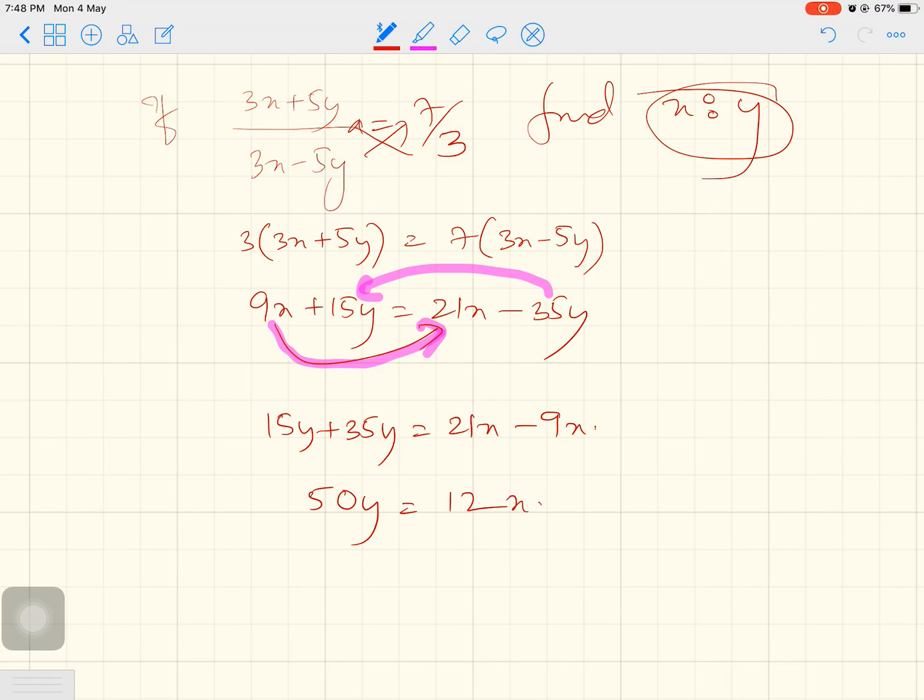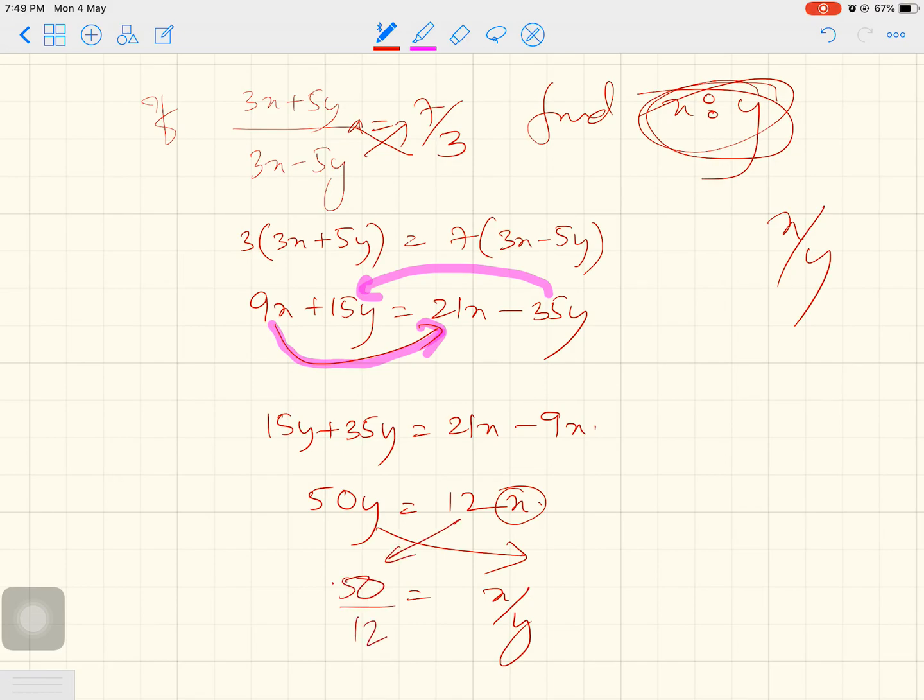So I want x is to y. X is to y means x by y. Basically, I want x by y. So there is already x here. Let's bring the y down. So x by y. I brought the y down. But there is a 50, and 12 goes down here. So 12. And when you cancel, the answer is 25 is to 6. So x is to y will be 25 is to 6.